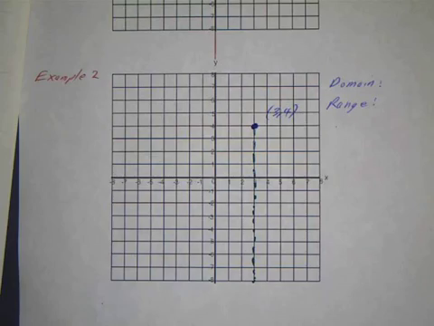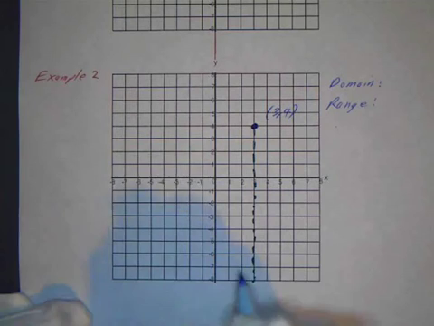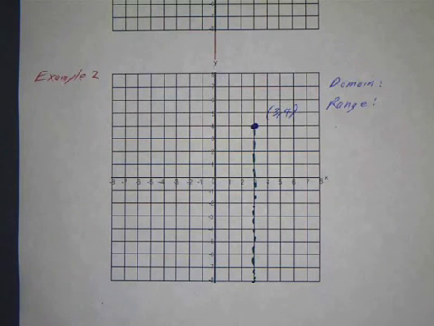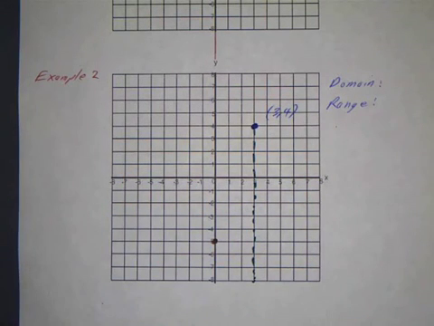And my y-intercept. My y-intercept was a negative 5. So that's 0, negative 5. So I got a point here, 0, negative 5. So I'll put a point there. And that's my y-intercept.